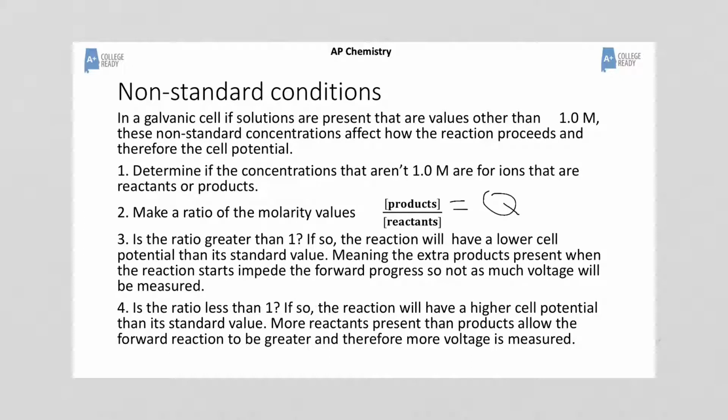Number 4 just says, what if the ratio is less than 1? So what if we had 1 over 2? That would be 0.5. If the ratio is less than 1, notice the reactants are in the denominator. So the non-standard cell potential would actually be higher than the standard value. We have more reactants present than products, which allows the forward reaction to be greater and produce more voltage.